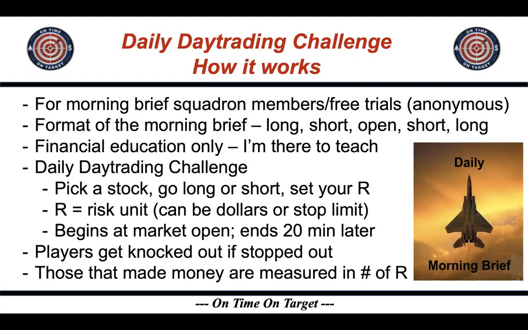That risk unit can be dollars or a stop limit. It's the same thing. You're translating dollars into a stop limit, so when you're in the execution phase, you understand how far the stock can move before you have to get out, or needs to move before you make the appropriate level of gain to make it worth the trade. So that's why we make that translation.